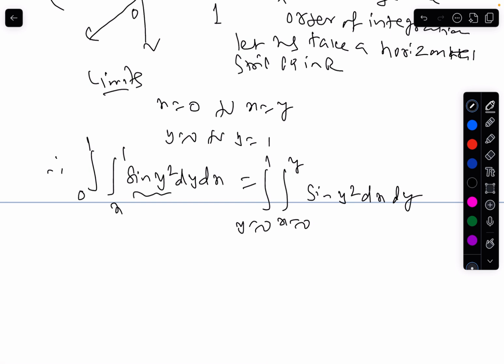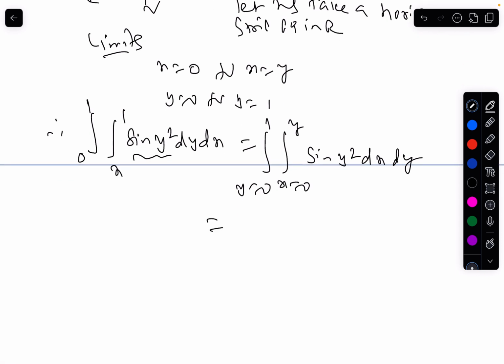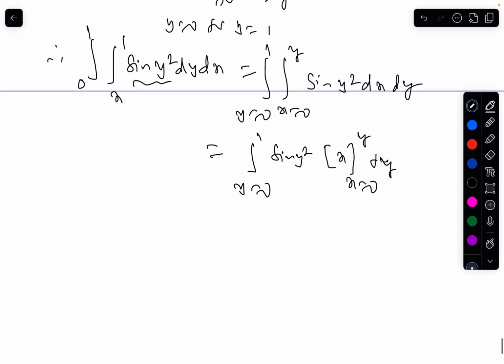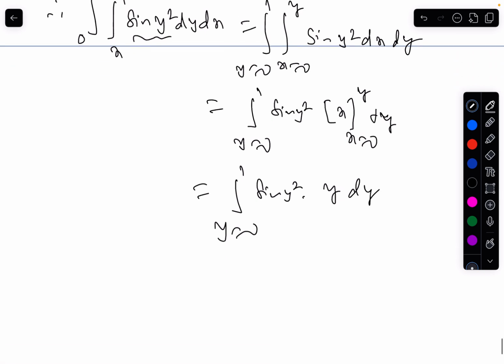So we take the change of order of integration. So y equal to 0 to 1, sine y square is constant. Integration is x equal to 0 to y, and dy. So this is equal to y equal to 0 to 1, sine y square. This is y dy.